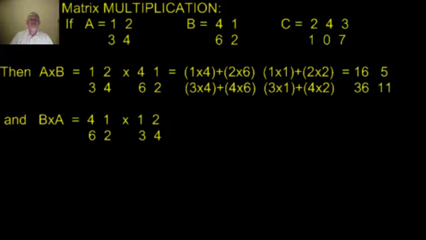Well, normally with numbers, it doesn't matter which way you multiply them as well. If I said 3 times 7, that's 21. If I said 7 times 3, that's also 21. So it doesn't really matter which way we multiply them. However, with matrices, let's have a look.